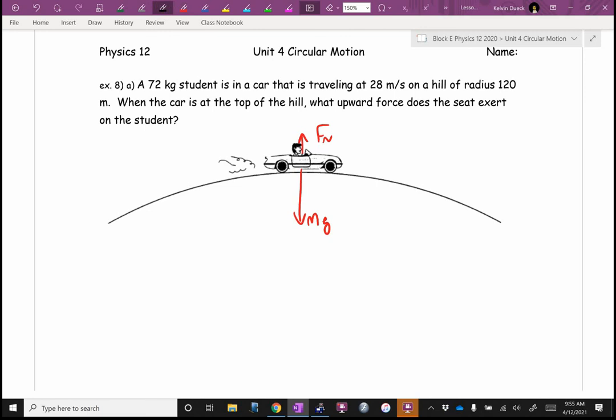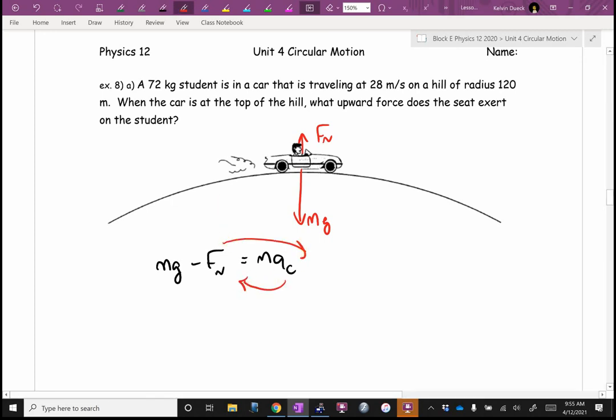Who's winning? Who's losing? What's that going to equal? mac. Swap and dance. I'll get mg minus mac equals the normal force.